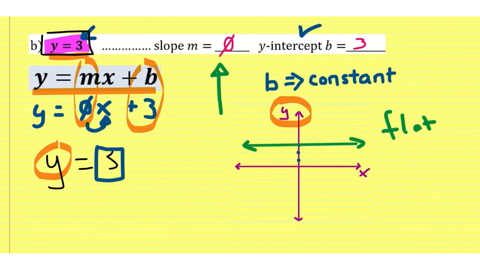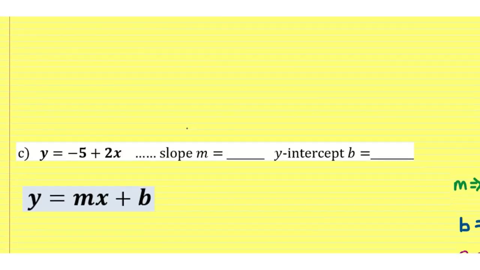And of course, the y-intercept, where is it touching the y-axis? Well, it is definitely touching the y-axis at the 3. So hopefully that gives you a couple of ways to think about this particular type of equation and what its slope and y-intercept will be.